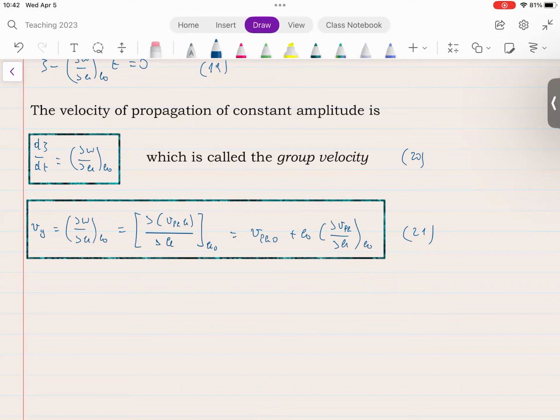If the phase velocity instead decreases for increasing k, that is, the derivative of the phase velocity with respect to k is negative, then the group velocity is less than the phase velocity, and the medium is said to be normally dispersive. And in the opposite case, where the derivative of the phase velocity with respect to k is positive, the group velocity is larger than the phase velocity, and the medium is said to be anomalously dispersive.